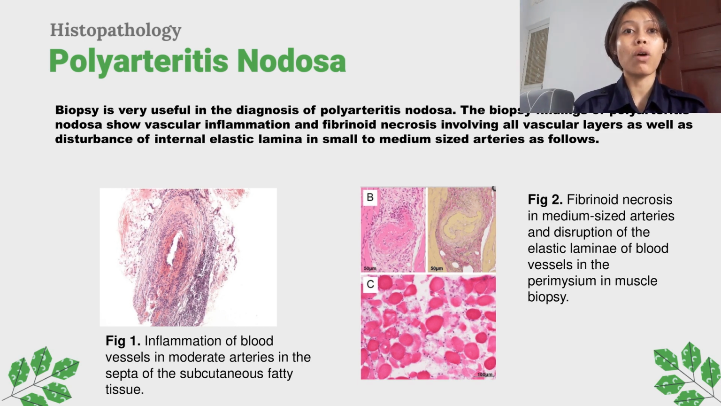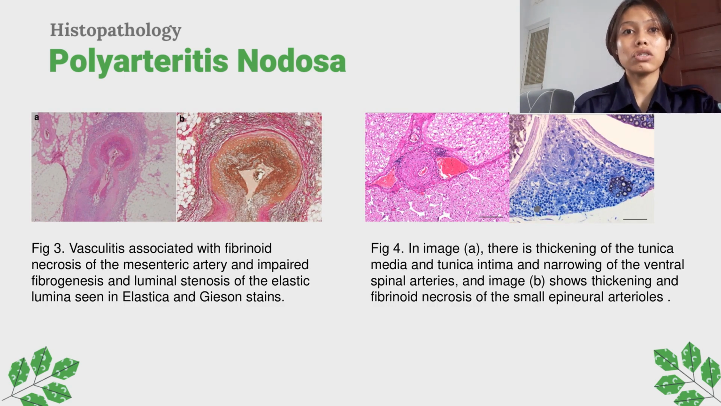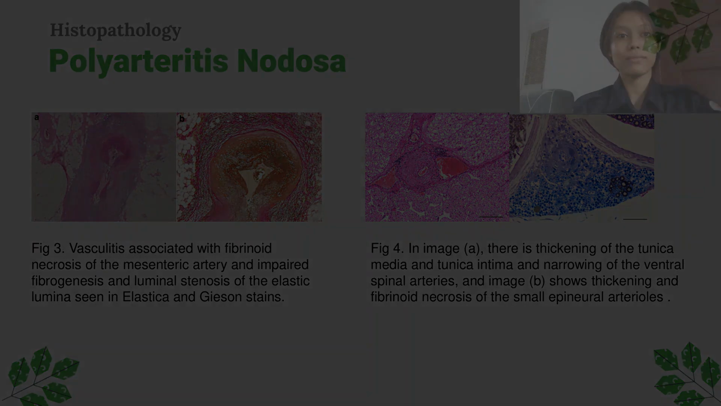From Figure 1 and Figure 2, we could see the inflammation of blood vessel and the fibrinoid necrosis in medium-sized arteries. And from Figure 3 and Figure 4, we could see the vasculitis associated with fibrinoid necrosis of the mesenteric artery and the thickening of tunica media and tunica intima and narrowing of the ventral spinal arteries.